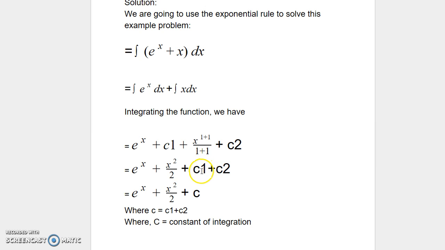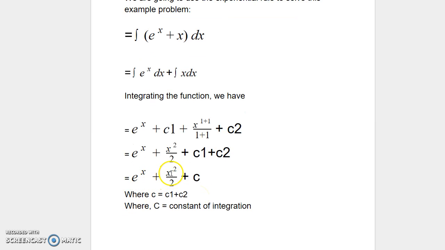So we can combine constant 1 and constant 2 and make it another constant called c. Therefore, we can express this as e to the power of x plus x squared over 2 plus c, where c is equal to c1 plus c2, a grand constant which combines c1 and c2. Okay. So this is the way we're going to solve example problems related to integrals of exponential functions. In my next video presentation, we will be solving more examples related to integrals of exponential functions.